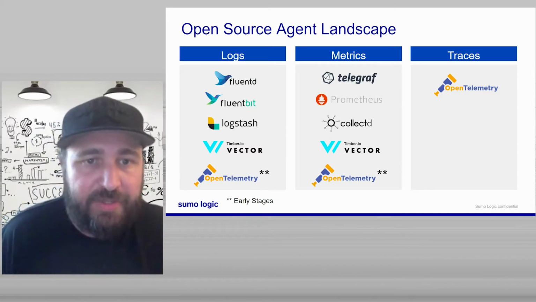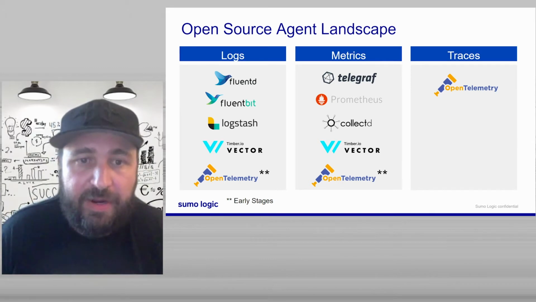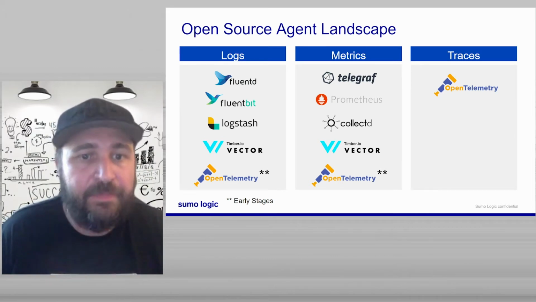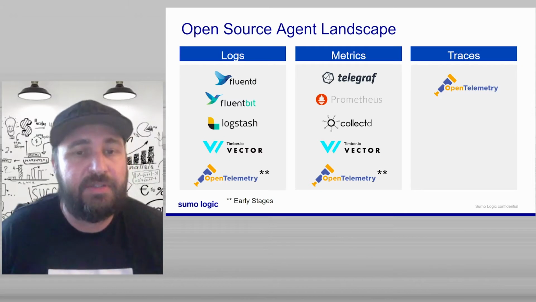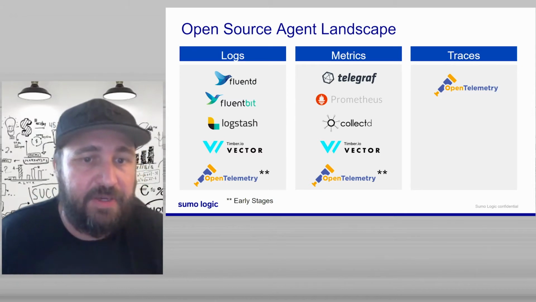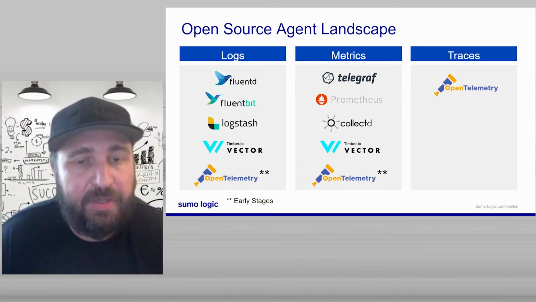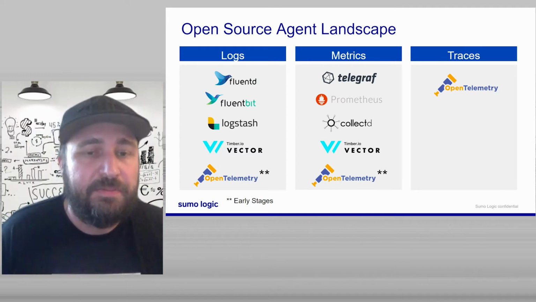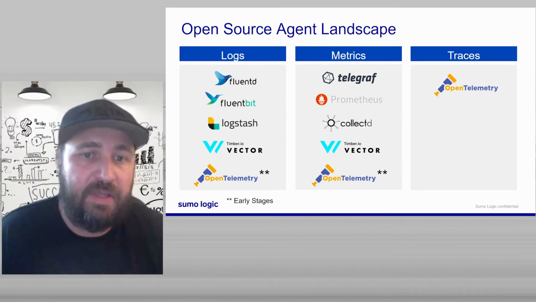When you look at metrics, you have another set of tools. You have Telegraf, you have Prometheus, you have Collectd, you have Vector again. Vector is a data collector that also can collect metrics. But you also have OpenTelemetry. And again, it's still early stages, but this is being invested in by OpenTelemetry.